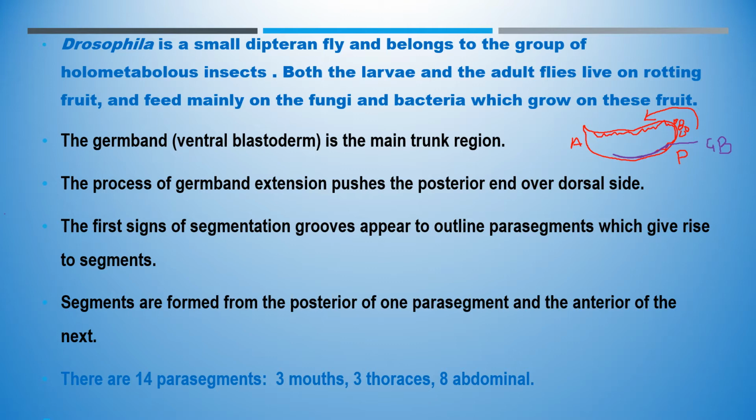The role of the maternal genes is to define the axes of the embryo, anterior and posterior, and dorsal and ventral sides. So this ventral blastoderm, which we are calling the germ band, appears on the ventral side of the embryo along the anterior and posterior axis. The process of germ band extension pushes the posterior end over the dorsal side.